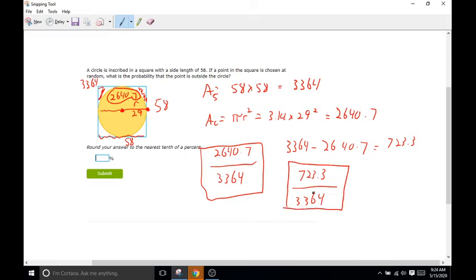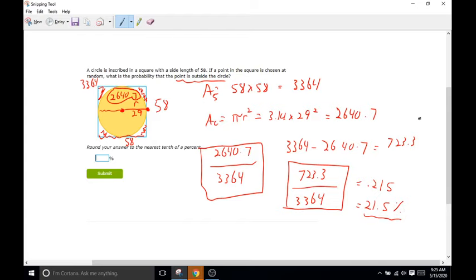that it's going to be outside the circle, because this area right here is going to represent everything not in the circle, right? Which is what it's asking for. What is the probability that point is outside the circle? So it's going to be this, and it asks for a percentage, which is wonderful. So we're going to take that number 723.3 and divide it by 3,364, and that is going to equal 0.215, okay, which just equates to 21.5%. And this is going to be our answer, 21.5%.